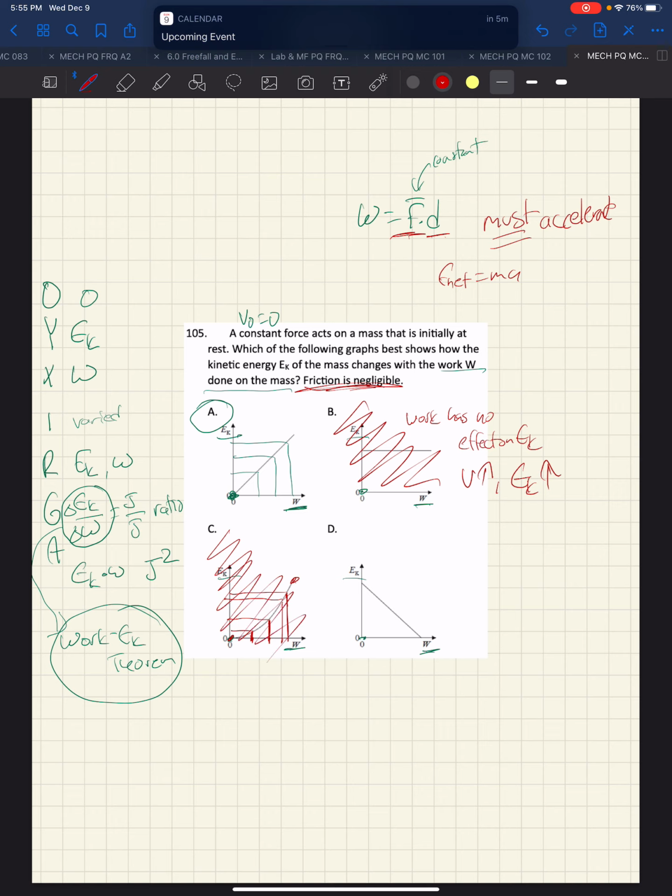And choice D says that as we do more work, the kinetic energy goes down. Now, the case where this might happen is if we had some object that was moving, say it's got a velocity in that direction, and then we apply a force in the other direction. The force in the other direction would cause it to slow down, which would reduce its kinetic energy. But that's not what this situation is. The situation says that it's initially at rest, and if the kinetic energy is 1/2 mv squared, if the velocity is 0, the kinetic energy should be 0.